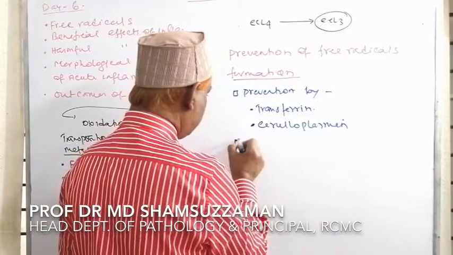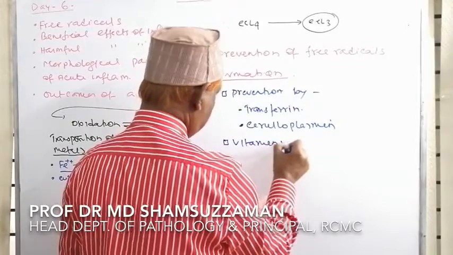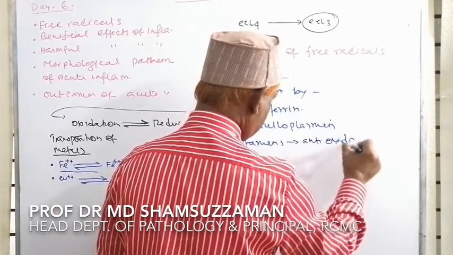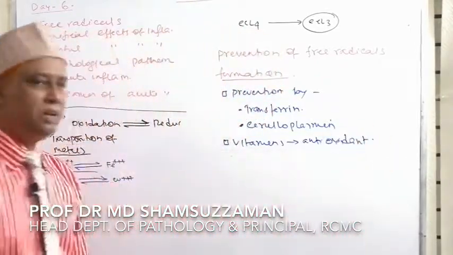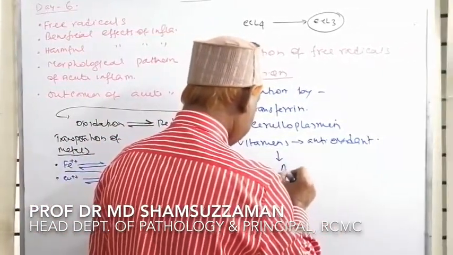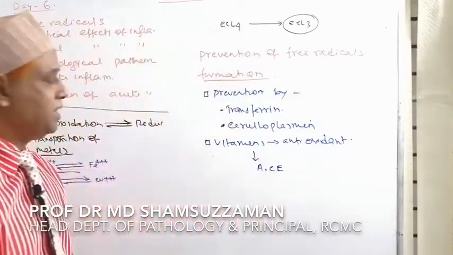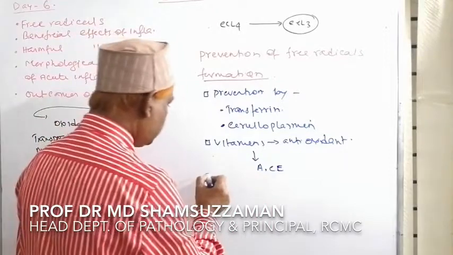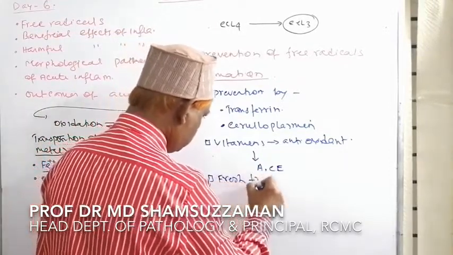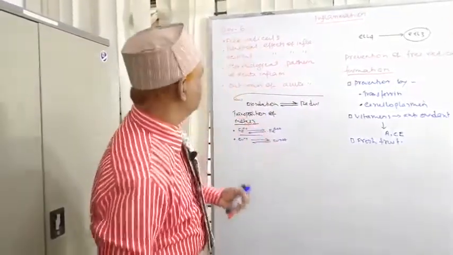Again, it can be prevented by vitamins, and these are antioxidants. So prevention by antioxidants like vitamins. What are the vitamins? Vitamin A, C, E. These vitamins are antioxidants. They can prevent free radical formation. Also, we can get antioxidants from fresh fruit. Fresh fruit also prevents free radical formation.